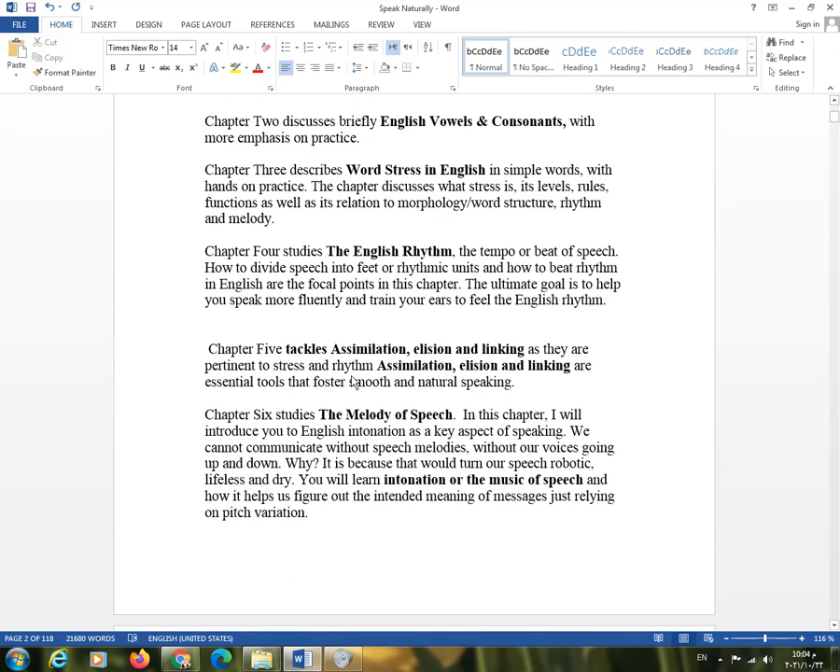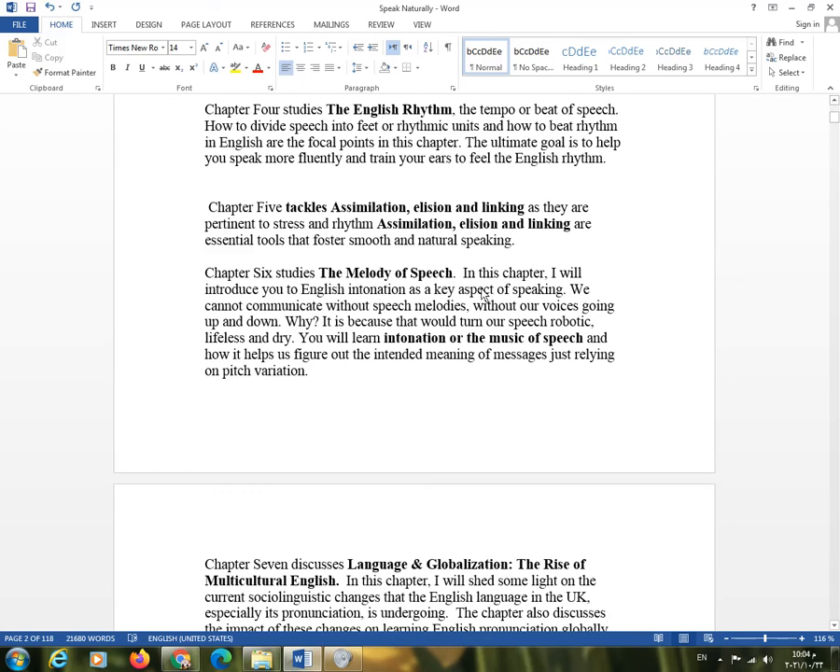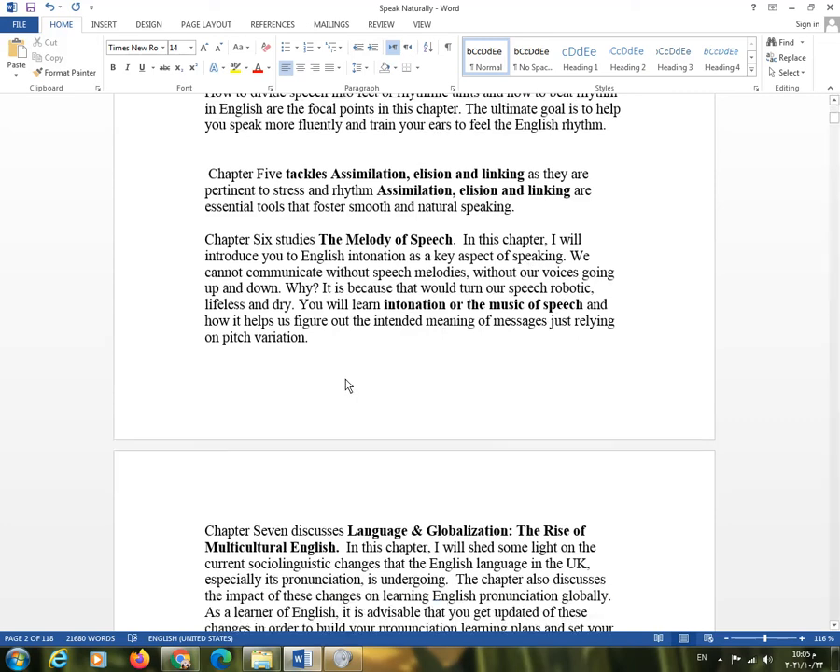Chapter 5 tackles assimilation, elision, linking, and all these are phonological phenomena which will help us speak more comfortably, smoothly, naturally, and really conveniently. Chapter 6 studied the melody of speech, and this has to do with intonation, how to make intonation the right way, how to speak with some melodies and in an emotional way and in a musical way and in the right tone and so on.